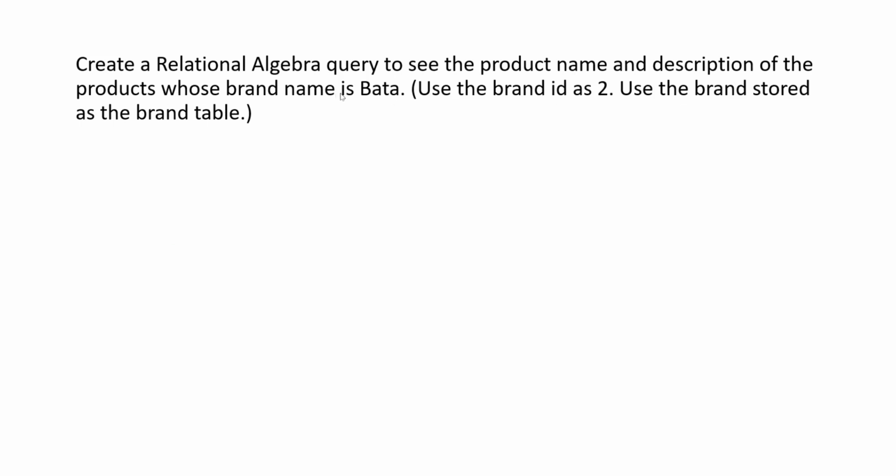the products whose brand name is Bata. Use the brand ID as 2. Use the brand stored in the brand table. So if we see this question, they are telling us to write a relational algebra query to find the product name and the description of the products which belong to the brand called Bata. And then they have given the brand ID as 2 and the table name as the brand table. So these are the hints they have given us through the question, and we need to write the relational algebra query.